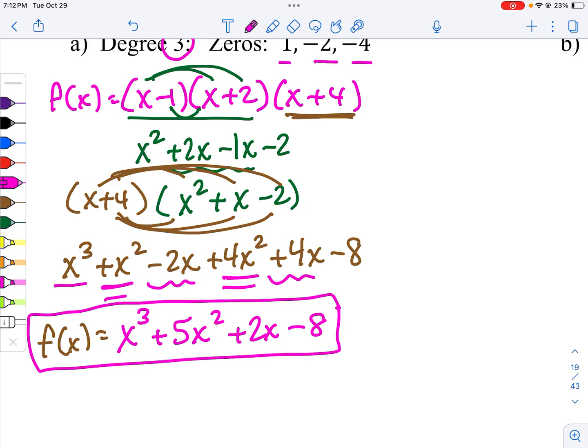So basically what we're doing right here is we're going backwards, right? The last couple days, we've started with a polynomial that looks like this, and we've ended up trying to find it in factored form and finding the zeros.